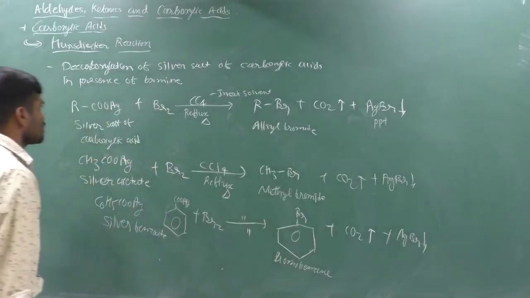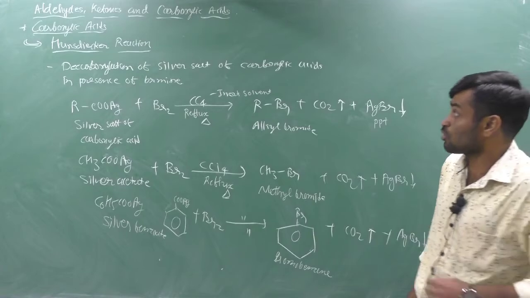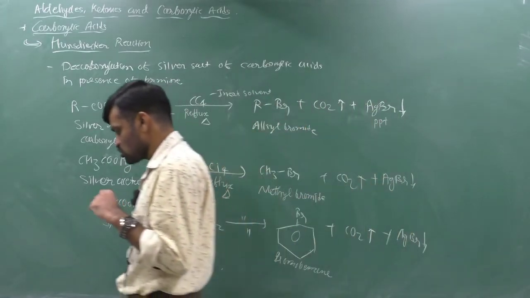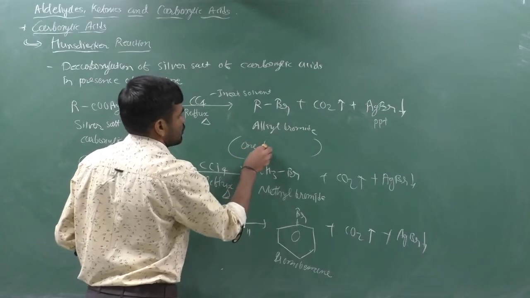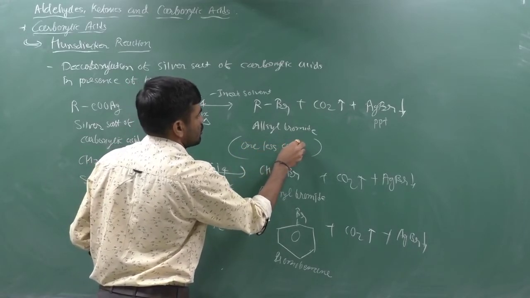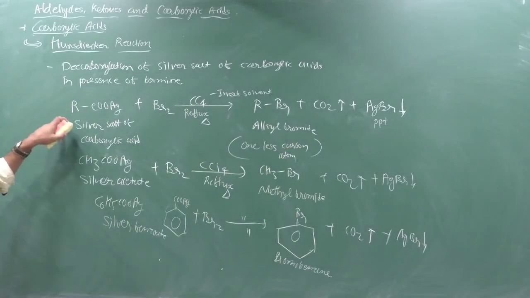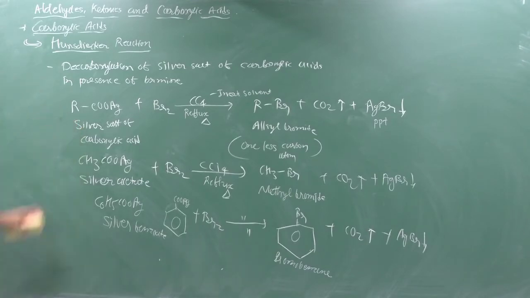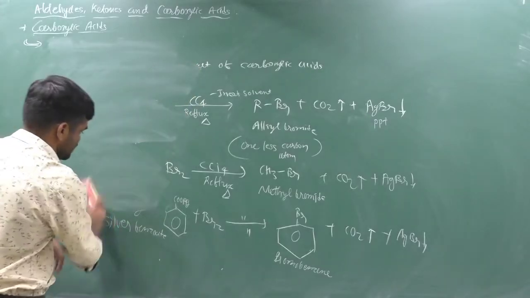The first reaction which we complete here is the Hunsdiecker reaction. It is nothing but decarboxylation of silver salt of carboxylic acid in presence of bromine, or we can use an inert solvent like CCl4, to give one less carbon atom from the salt. Alkyl halide with one less carbon atom is obtained, CO2 evolves and AgBr precipitates.